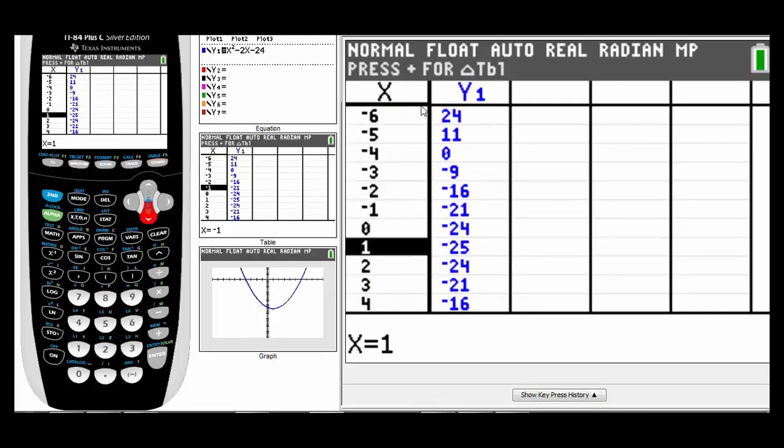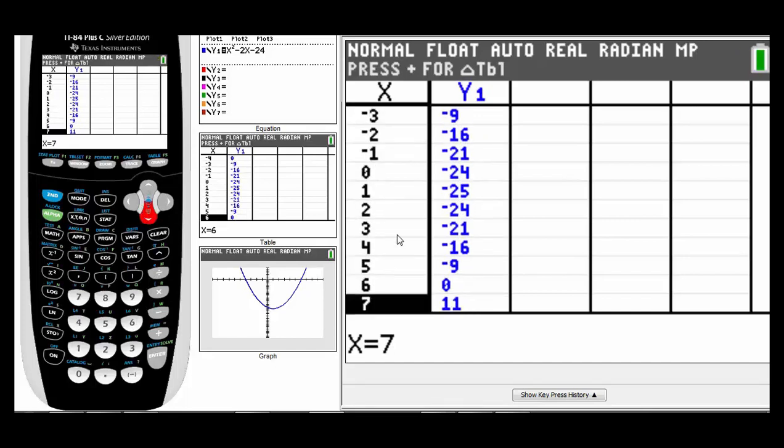and I'm looking for that other 0, and notice this goes from positive to 0 to negative, and now my y values are going from negative to 0 to positive. That will always happen when you cross an axis. It goes from negative to positive. So I can see my other root here is at 6, 0. So I can see it in the graph, and I can see it in the table.